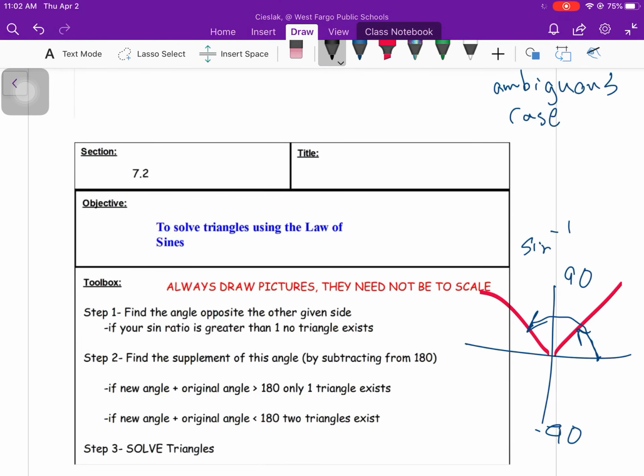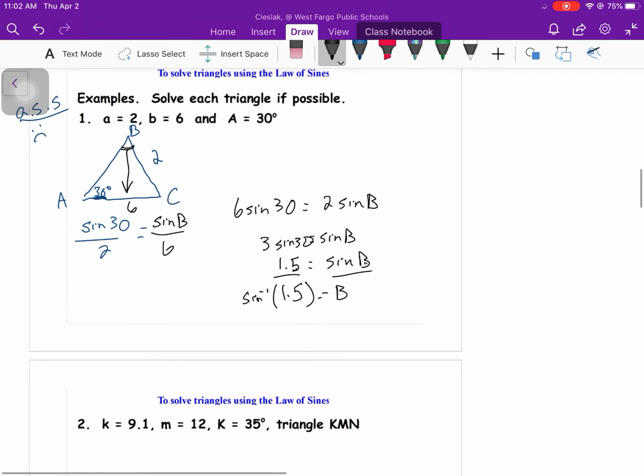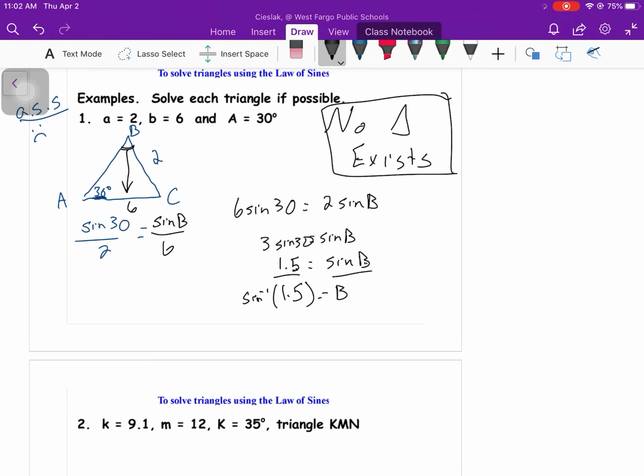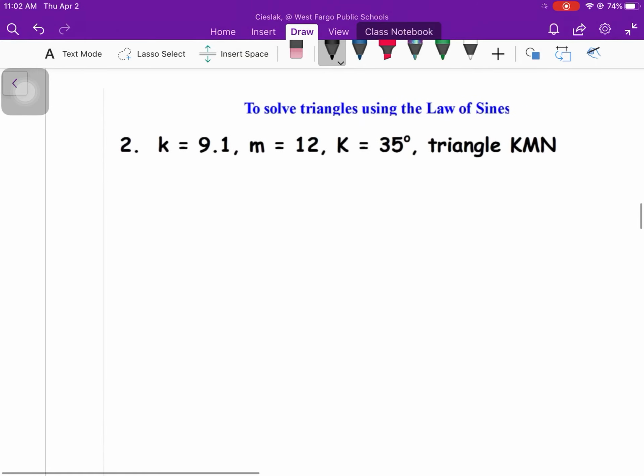This is where we stop at step 1. If your sine ratio is greater than 1, no triangle exists, because if you tried to take the inverse sine in your calculator, you would get an error. So this one is no triangle exists. Okay, so that's one of our 3 options. Let's take a look at the next one.